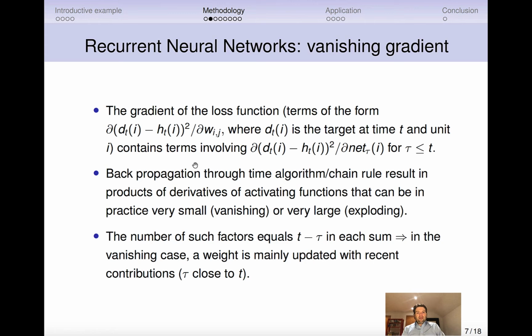And when you compute this derivative, in fact, it involves terms. It's easy to write this derivative as a function of the partial derivatives with respect to net tau for the cell i, for a tau which is smaller than t. Therefore, this derivative can be rewritten as a sum of terms, and in those terms you have factors of this type.